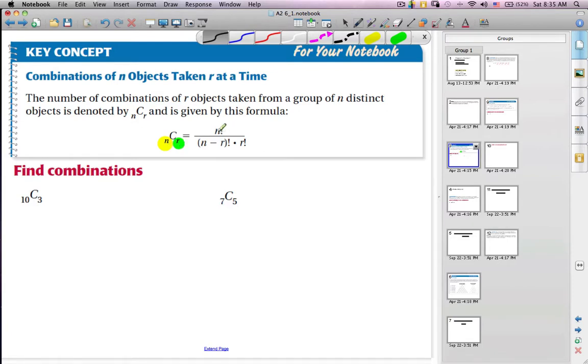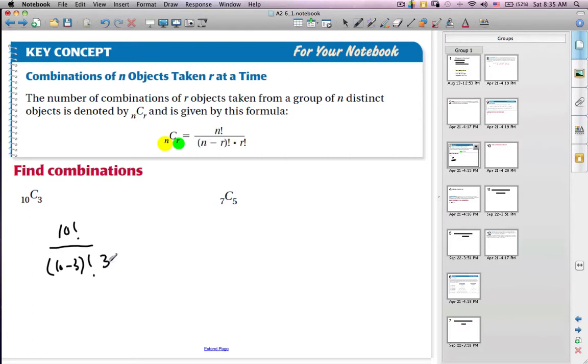And now we have this new thing, this exclamation point, and that's a factorial. So if I want to find, from a set of 10 objects, how many different ways there are to arrange 3 at a time, I'm going to take n, that's 10, factorial, over 10 minus 3 factorial times 3 factorial. So I just identified n and r, and I plugged them into this formula.